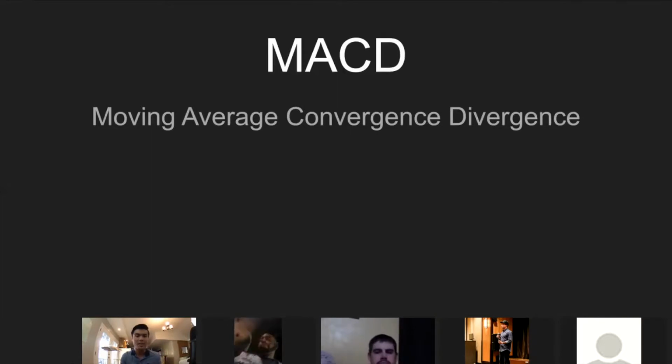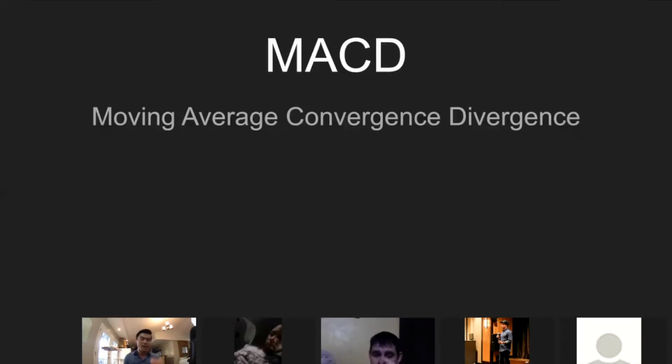So MACD stands for moving average convergence divergence. So that's a mouthful. What does that mean? Moving average basically just takes the average of the last amount of candlesticks. So it could be the last 10 candlesticks, you take the average of that. It could be the last 20 candlesticks, you can take the average of that. So that's what a moving average is.